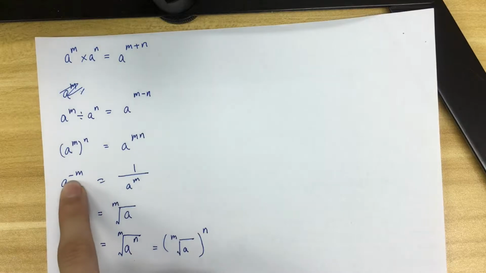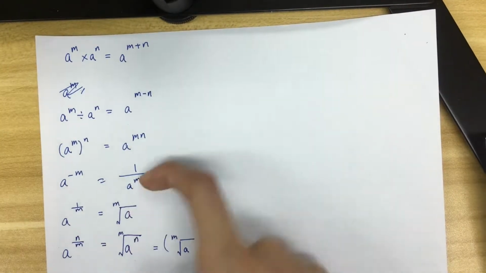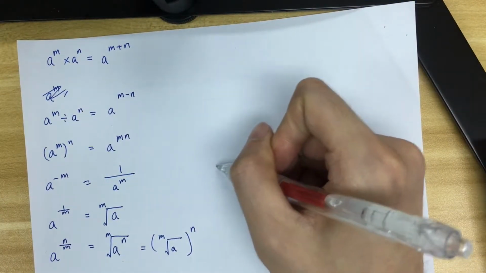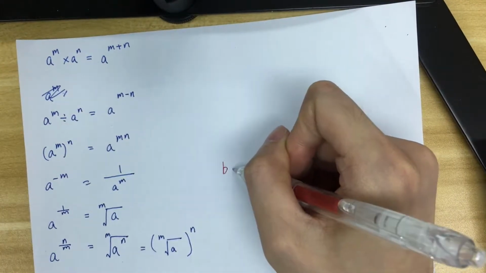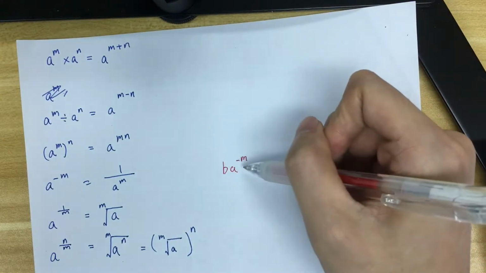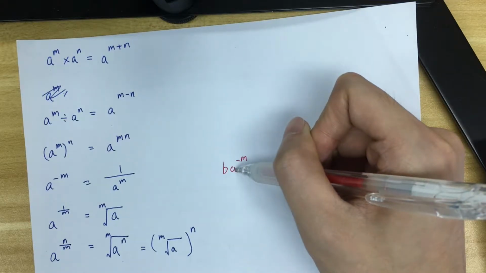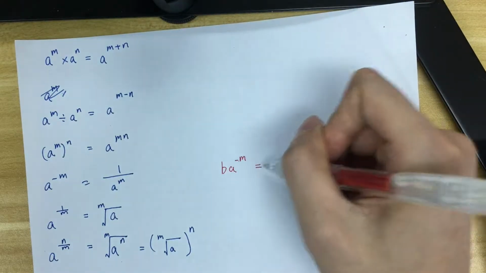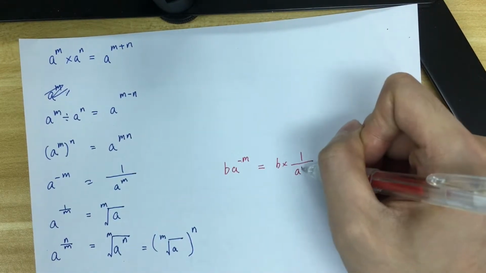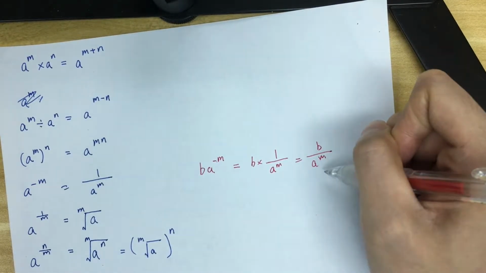If you've got a minus sign in the power, that means 1 over a to the power m. What we remark is, ignoring for example the b in front, b times a to the power minus m, this minus m is only for the a. So what you get is b times 1 over a to the power m, which equals b over a to the power m.